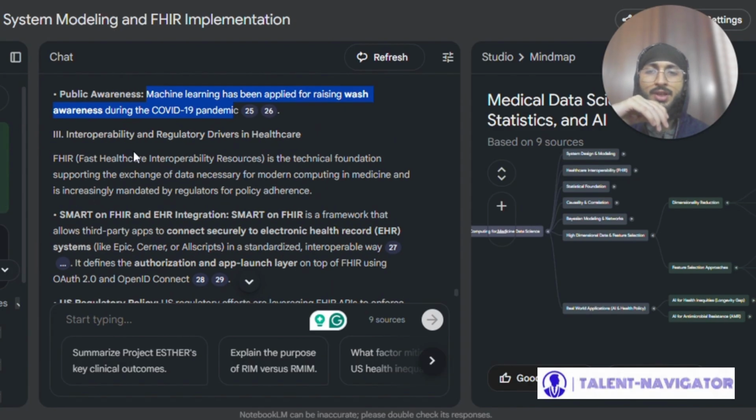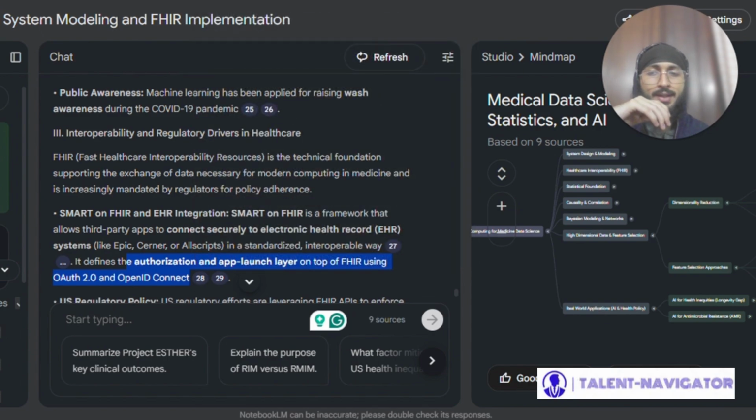Finally, we have FHIR, which is the technical foundation supporting the exchange of data necessary for modern computing and medicine, and is increasingly mandated by regulators for policy adherence. Smart on FHIR and EHR integration is a framework that allows third-party apps to connect securely to EHR systems like Epic, Cerner, or Allscripts in a standardized, interoperable way, and defines the authorization and app launch layer on top of FHIR using OAuth 2.0 and OpenID Connect.